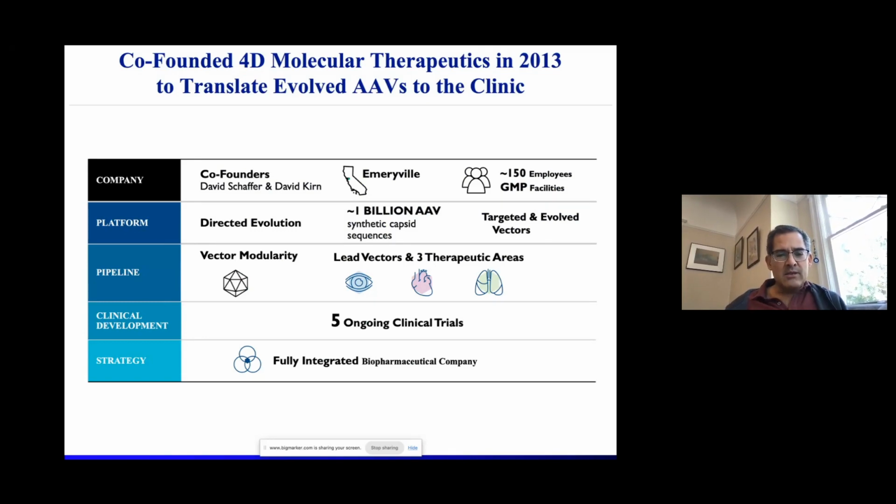The company has now accessed the public markets so that it's been able to fundraise to be able to head into clinical development. So we have 150 employees, are working primarily in 3 therapeutic areas, the retina and the lung, as well as the heart, and have 5 ongoing human clinical trials now within those 3 therapeutic areas. And I'm going to talk about 2 of those in particular.